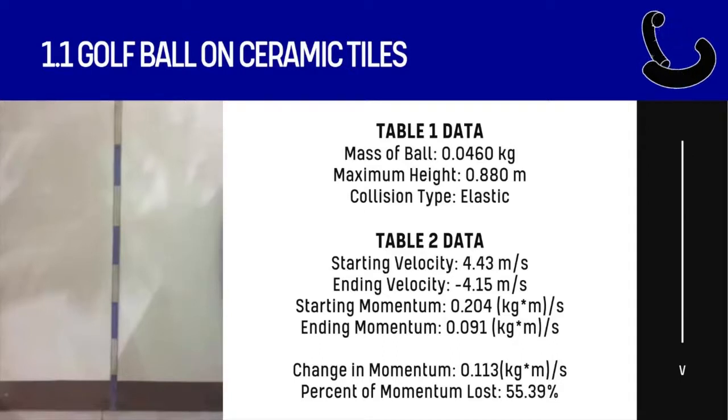Table 2, data of the case, included the following. Starting velocity 4.43 meters per second. Ending velocity negative 4.15 meters per second. Starting momentum 0.204 kg meter per second. Ending momentum 0.091 kg meter per second. The change in momentum present in the data is 0.113 kg meter per second, which is 55.39% throughout the equation.